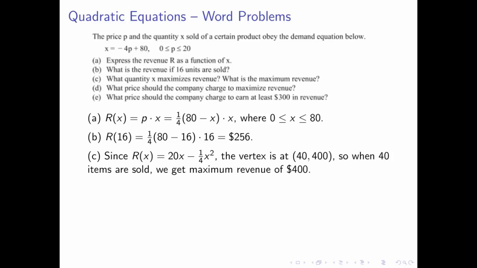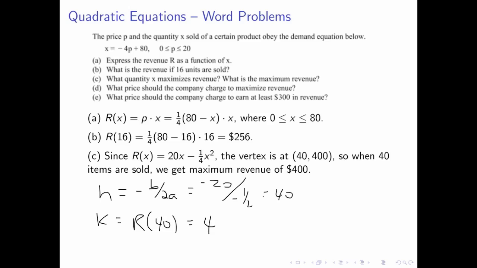So in this approach on these slides, I did multiply out the revenue function, and then I just applied the formula negative b over 2a to find the x-coordinate of the vertex. And so that'll be negative 20 over negative 1/2, which is positive 40. And if you plug 40 into the revenue function, you'll get $400 as the maximum revenue. So those are going to be your answers to part C.